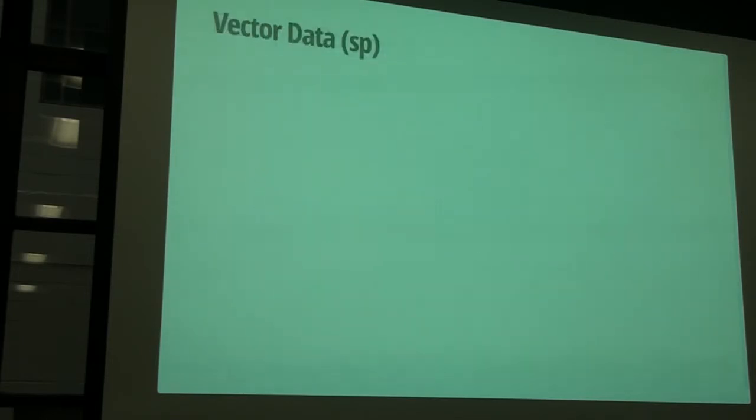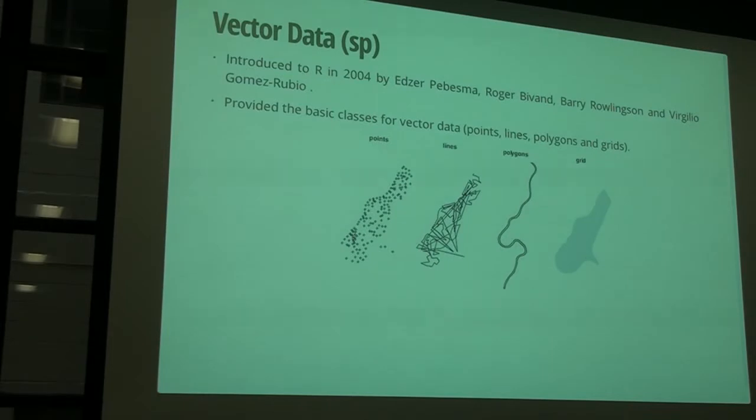And this is the vector data. In R, this type of data is provided by a package called sp. It was introduced to R in 2004, and this package provides the basic classes for vector data. Basically, it's just the different types of spatial entity. We have our points, and the lines, where we connect all the points in sequence. And then we have the polygons, where we connect the points in a special order to form an enclosed line. And then we have our grid.